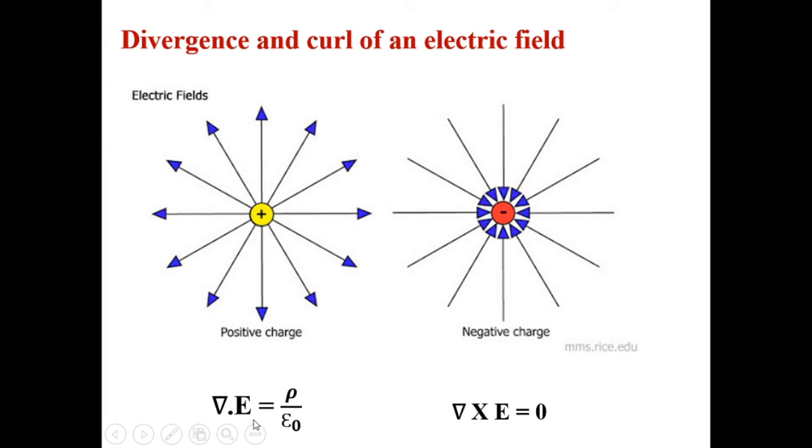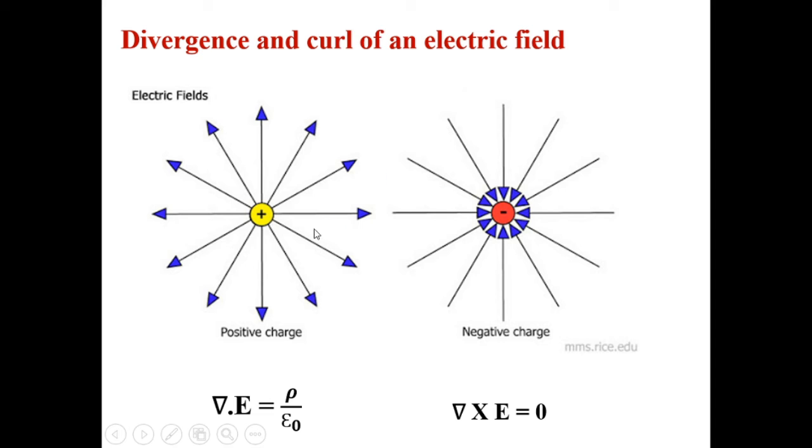Now, with the help of these pictures, we are going to understand two things. One is the divergence of the electric field and second is the curl of the electric field. So what do we mean by divergence? Divergence means these lines are moving away from the positive charge or they are moving towards the negative charge. However, in both the pictures, these two lines never intersect each other.